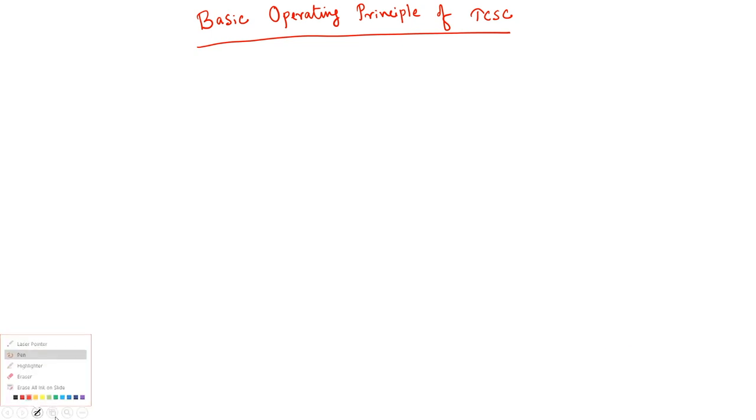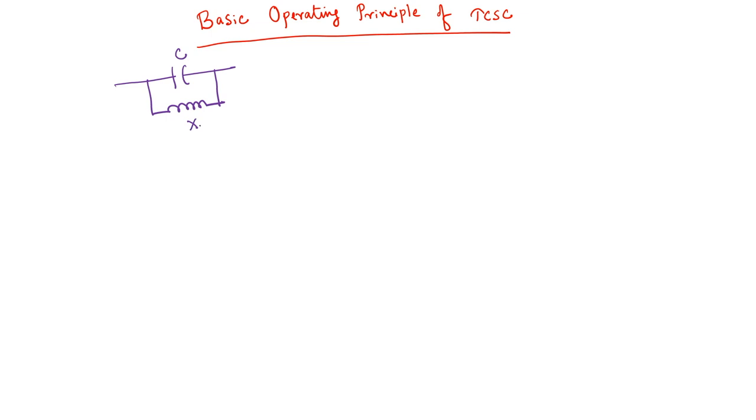Basic operating principle of TCSC. What we will do here is consider the TCSC just as a fixed capacitor and a variable reactor. So, this is the fixed capacitor, this is the variable reactor. What would be the reactance offered by the fixed capacitor? It will be 1 upon j omega c, so that is basically minus j over omega c. Similarly, the impedance offered by this X TCR will be j X TCR.